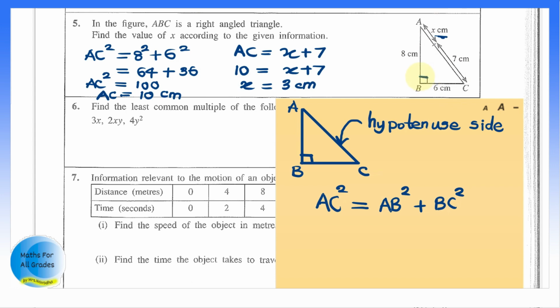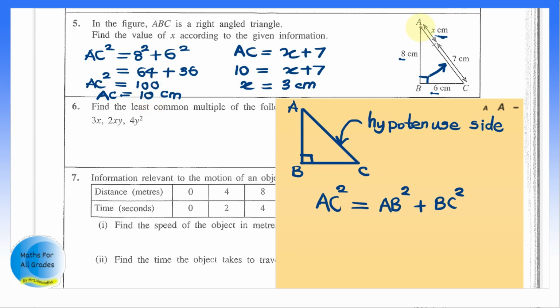This is a right angle triangle and the opposite of this angle is AC, which is the hypotenuse. So we can write down AC squared equals 8 squared plus 6 squared. That's what I have written here. And you know 8 times 8 is 64, 6 times 6 is 36. Altogether you got 100 here. That means AC is equal to 10 centimeters.